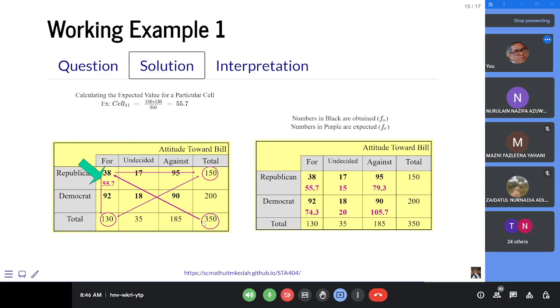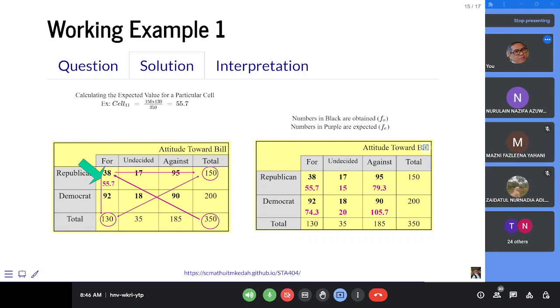Okay, and you have to do this for all the cells. So in this case, when you calculate for all cells, you get the expected value for the second cell is 15, for the third cell is 79.3, for the fourth cell 74.3, and then this one is 20, and then 105.7.